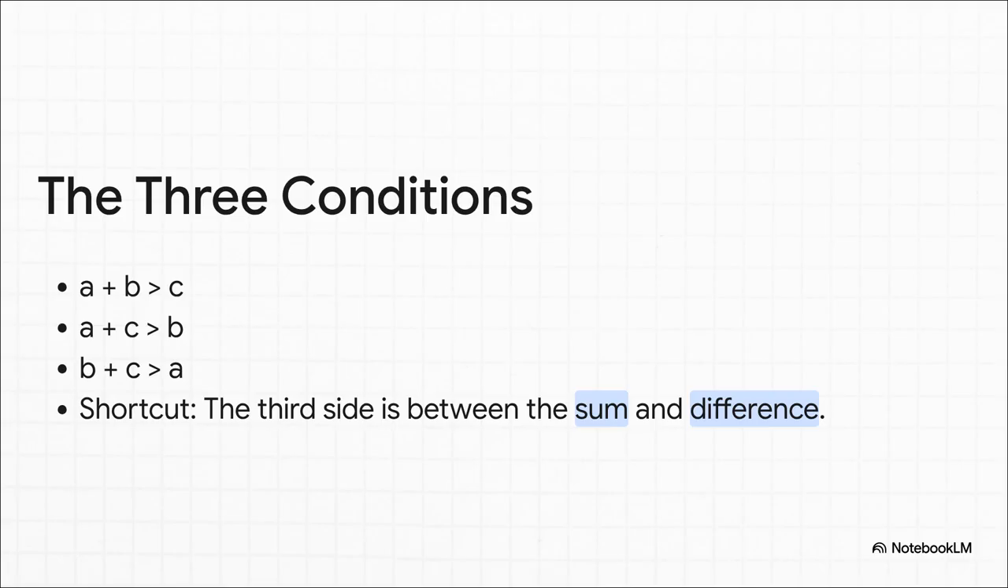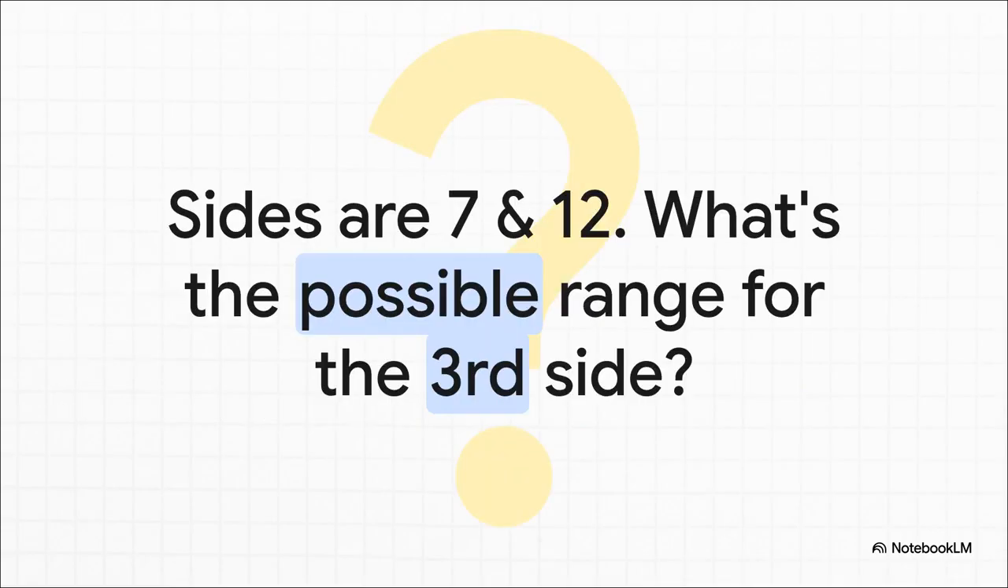So to be thorough, you'd have to check all three combinations. But there's a fantastic shortcut. For any side, its length has to live in a specific range. It must be less than the sum of the other two sides, but it also has to be greater than the difference between them. So I'll leave you with one final thought to put this all into practice.